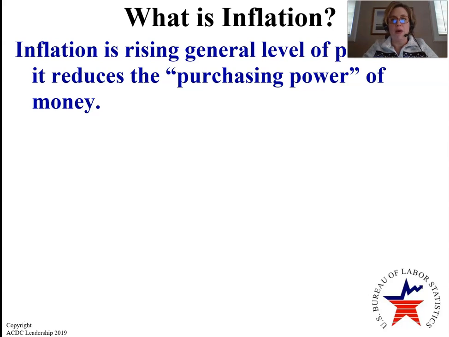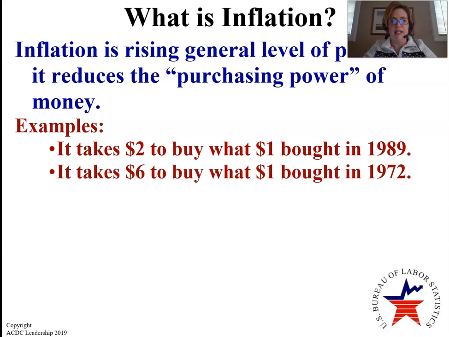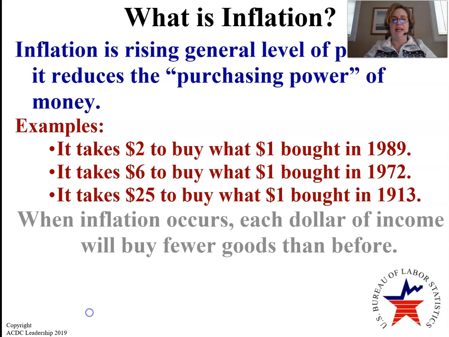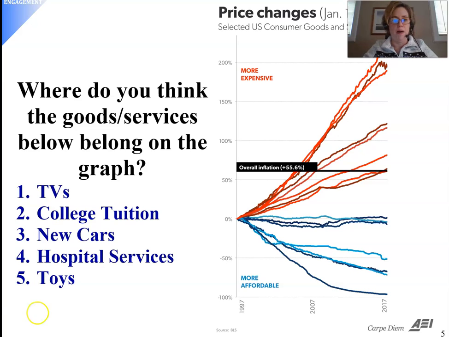Inflation is the rising general level of prices, and it ends up reducing your purchasing power. So it takes $2 to buy what would have cost you $1 in 1989, and it takes $6 to buy what $1 would have bought you in 1972, and $25 for what $1 would have bought you in 1913. So when inflation occurs, each dollar of income will buy fewer goods than before.